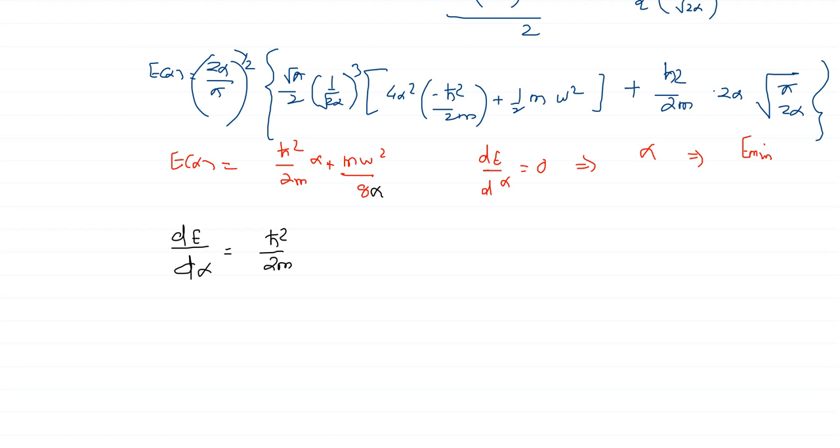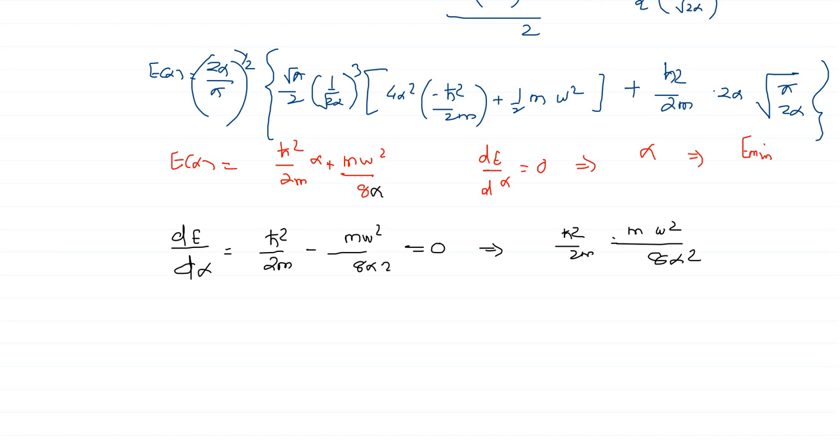So it is nothing but m omega square by 8 times the derivative of 1 upon alpha, which is minus 1 upon alpha square. So m omega square by 8 alpha square, and now equate this to 0. So what we will obtain is h bar square by 2m is equal to m omega square by 8 alpha square.